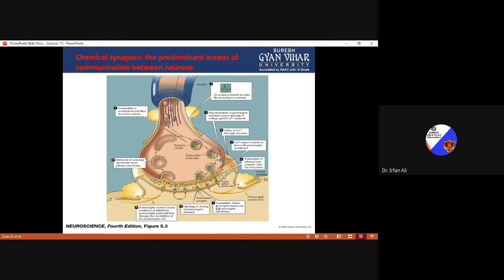Now you have to see that the electrical signal which arrived at the site of the synaptic bulb is converted into a chemical signal. Now the chemical signal is converted into an electrical signal. So this process occurs at the chemical synapse.